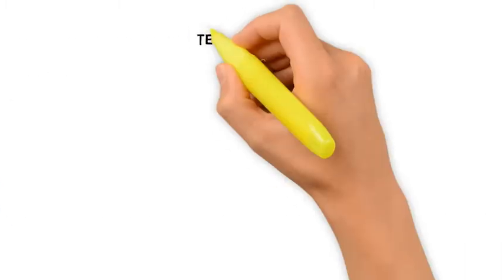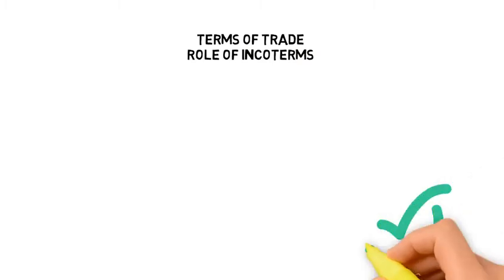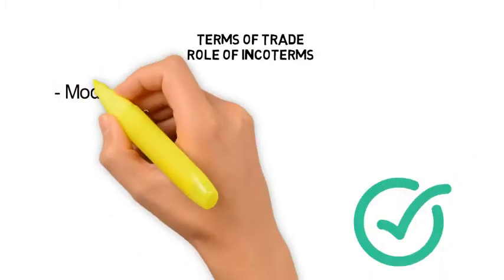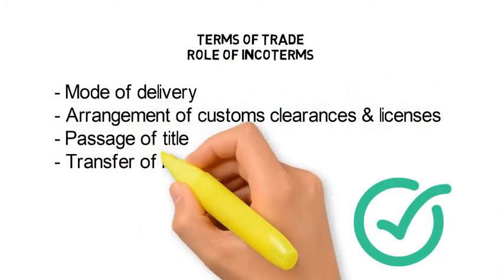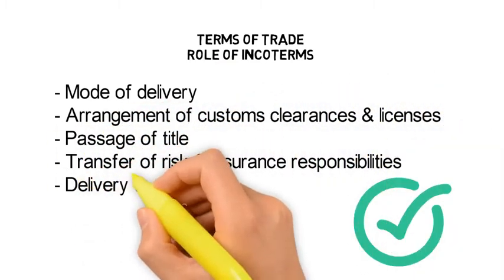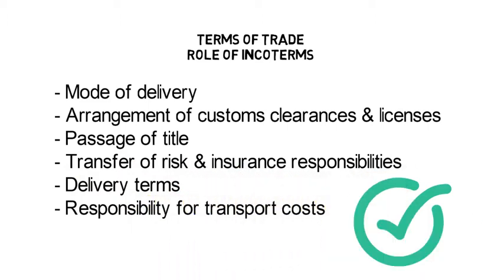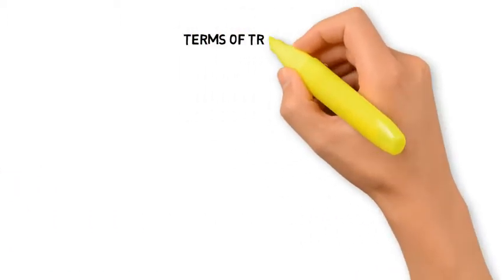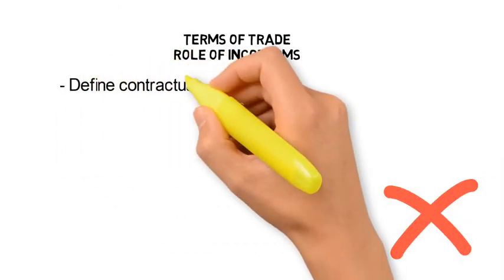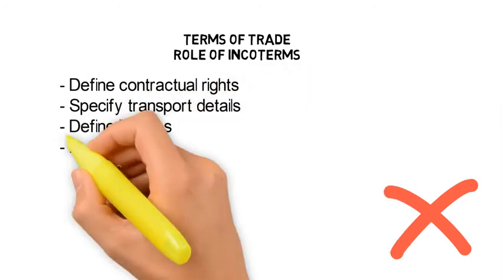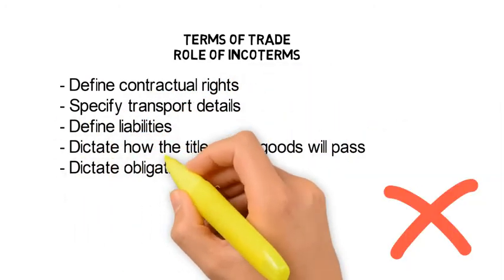Some of the areas defined by Incoterms include mode of delivery, arrangement of customs clearances and licenses, passage of title, transfer of risk, insurance responsibilities, delivery terms, responsibility for transport costs, etc. However, it is to be noted that Incoterms do not themselves define contractual rights and liabilities, nor do they cover obligations with regards to goods prior to and after delivery.